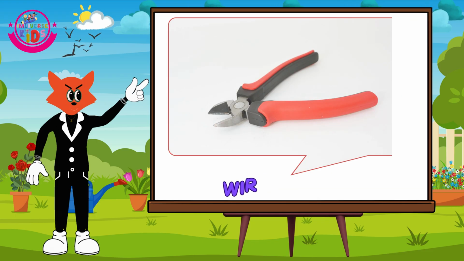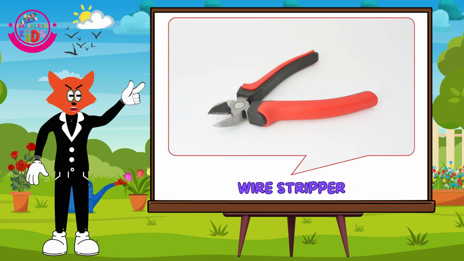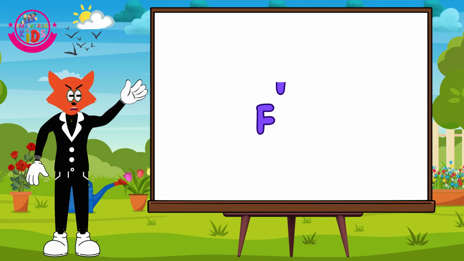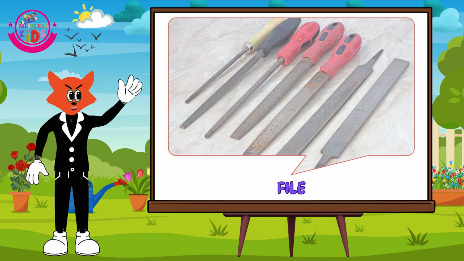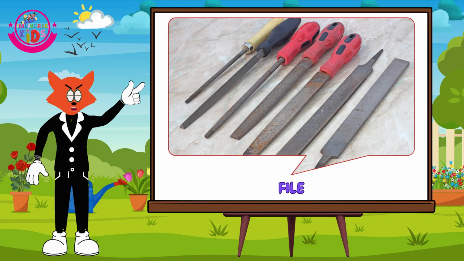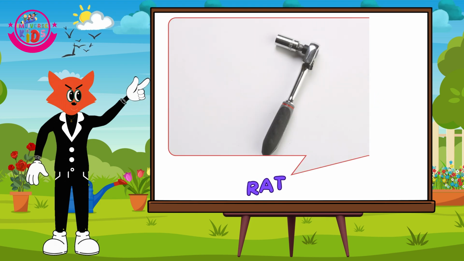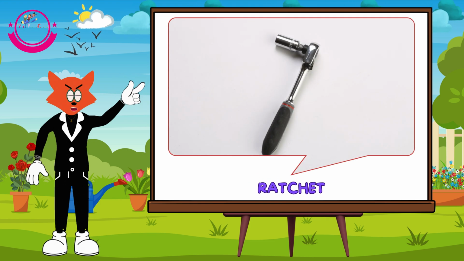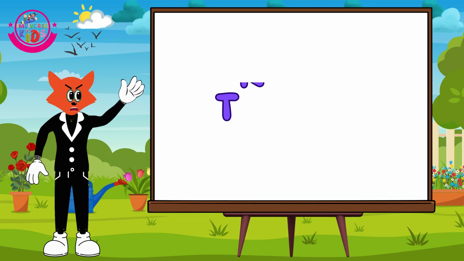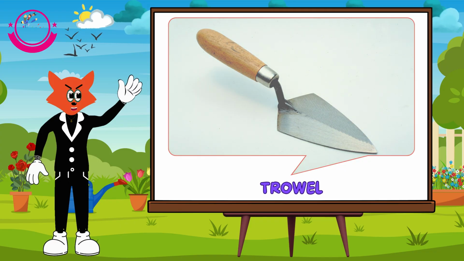Wire stripper. This is a wire stripper. File. This is a file. Ratchet. This is a ratchet. Trowel. This is a trowel.